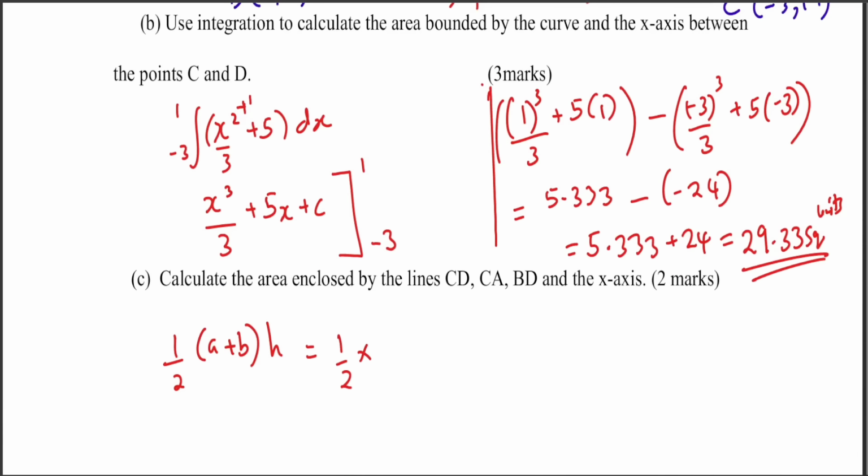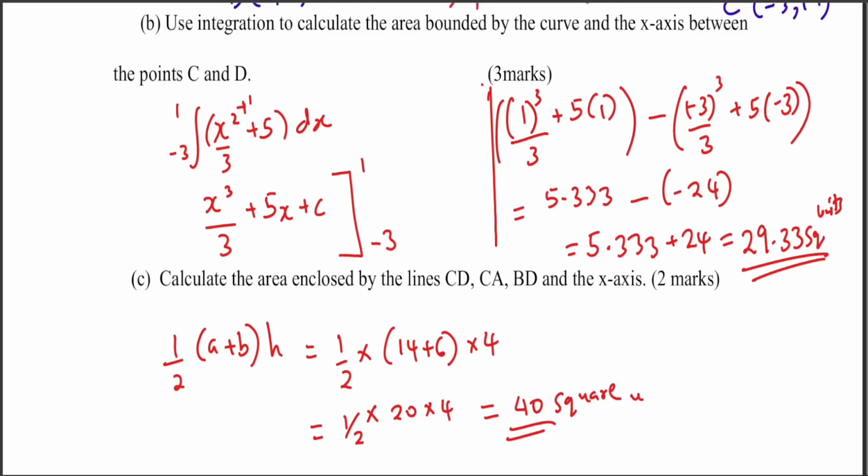So let's take a half times 14 plus 6, then times 4. That gives you a half times 20 times 4. A half times 20 is 10. 10 times 4 is 40. So 40 square units again. So that's the other answer.